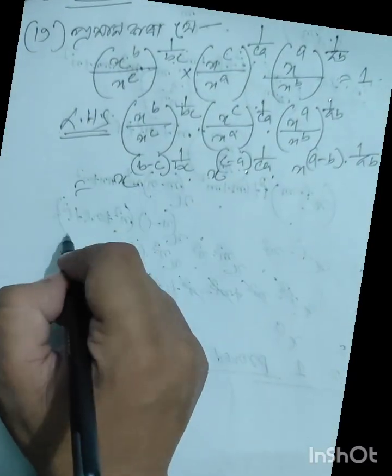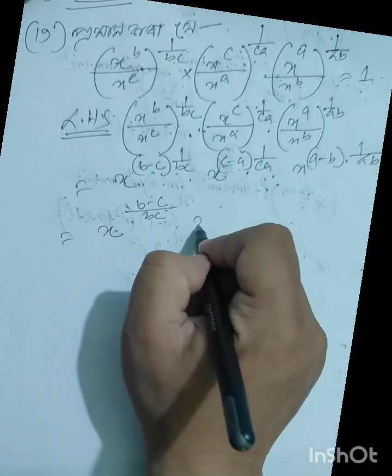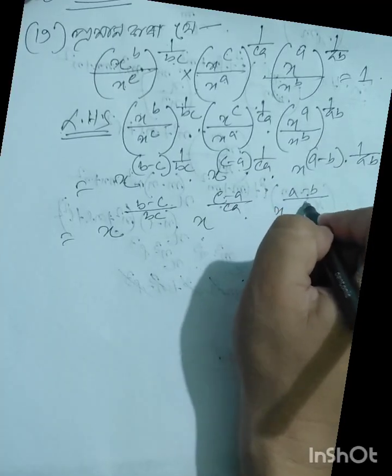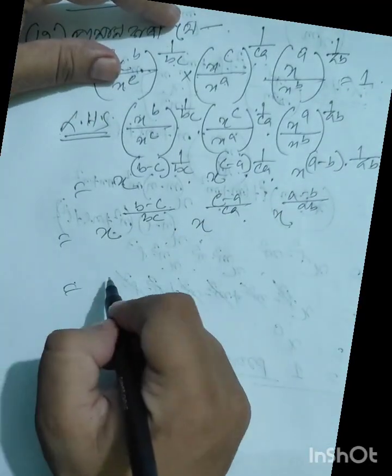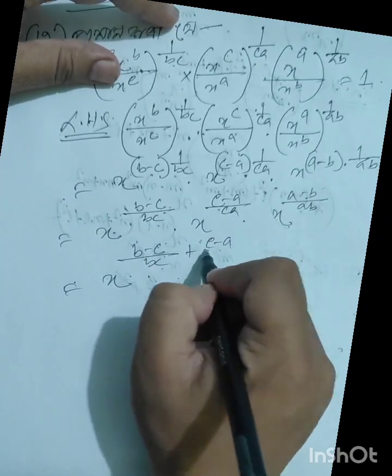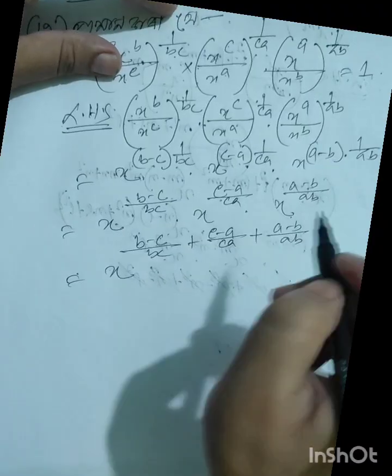এতিয়া ইয়াক লিখিম x to the power b minus c by bc, x to the power c minus a by ca, x to the power a minus b by ab. যেহেতু ভূমি সেম আছে, পাৱাৰগিলা প্লাছ হ'ব, x to the power b minus c by bc, c minus a by ca plus a minus b by ab.